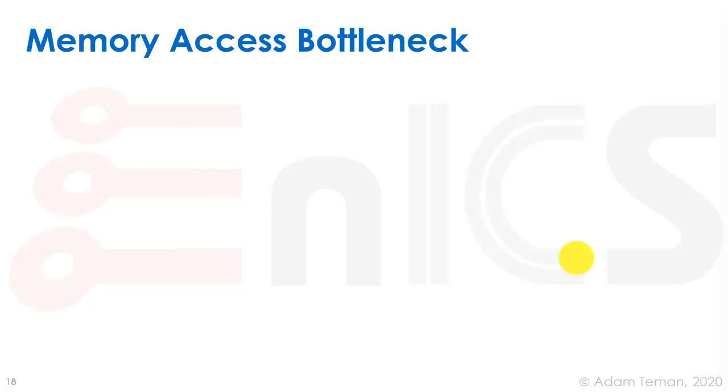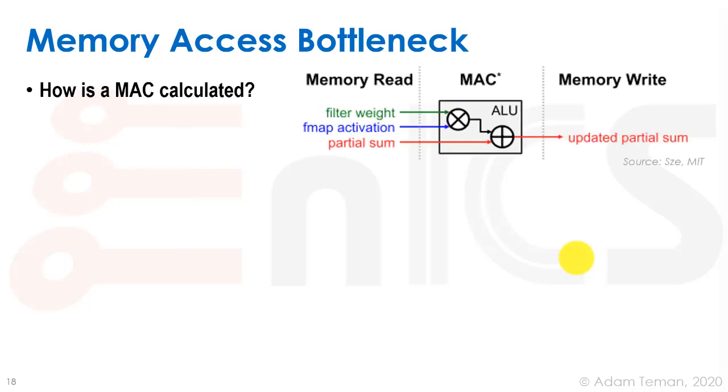So we have a memory access bottleneck. Let's look at that through what a MAC is. We saw that MACs are the basic operation we need for these dot products, which make up our convolutions or our matrix multiplications. And what is a MAC, basically? Here we see it on the side. It's a multiplication and an addition.